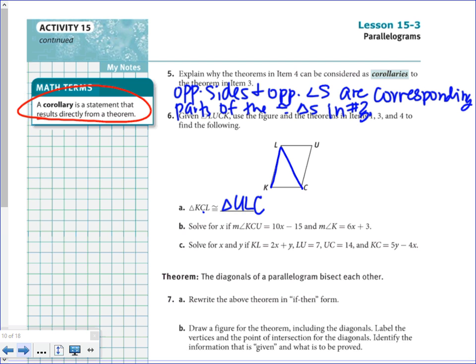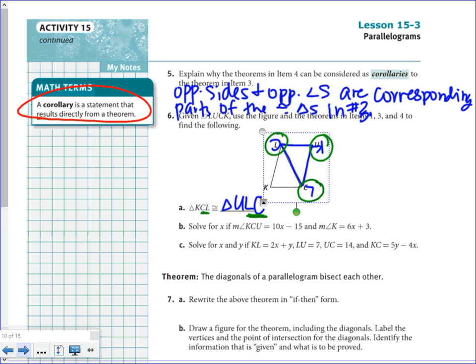Another way, you could look at it as actually rotating it. So I'm going to rotate it. And if you see, K matches up with U, C matches up with L, and L matches up with C. So just because you see CL here doesn't mean that you're going to have CL there. It is possible that the letters end up not corresponding to each other from various triangles.